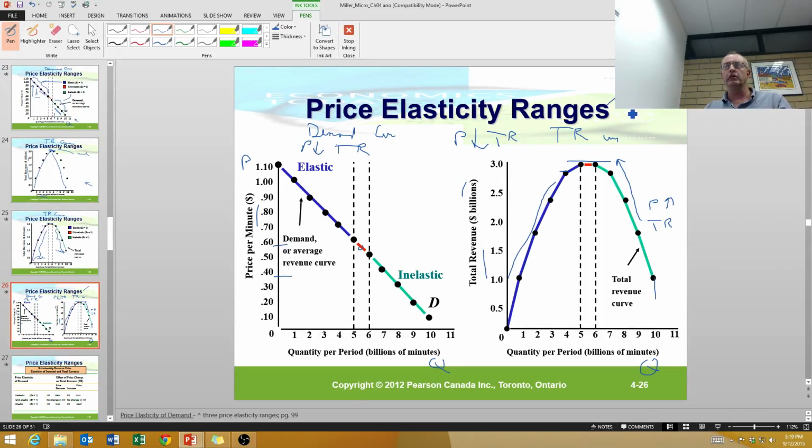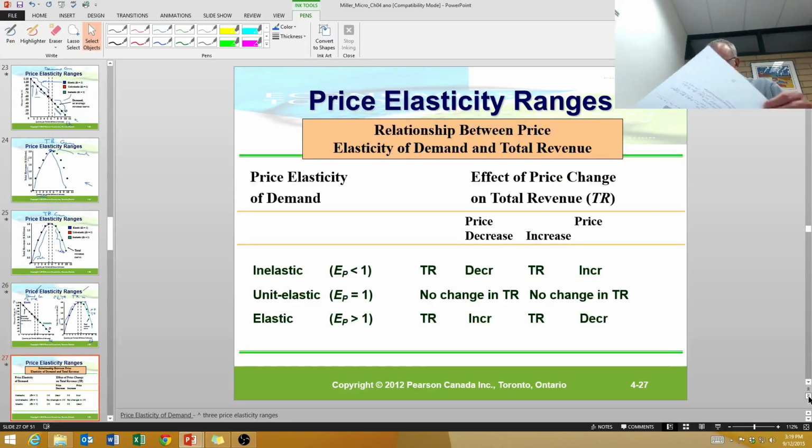The total revenue curve, to me, is kind of a counterintuitive animal. I find it easier to understand the thing through the demand curve rather than mapping the two beside each other. Anyways, the next little section is simply a summary of what we've just seen. I should have fixed this slide because it should say pricing. This increase should be over here.